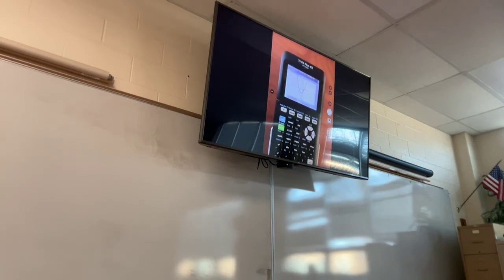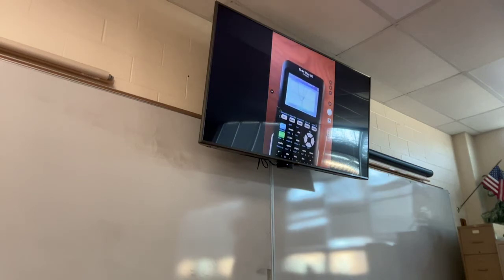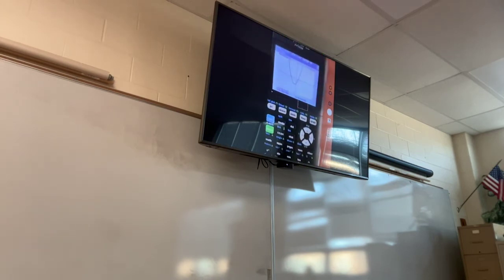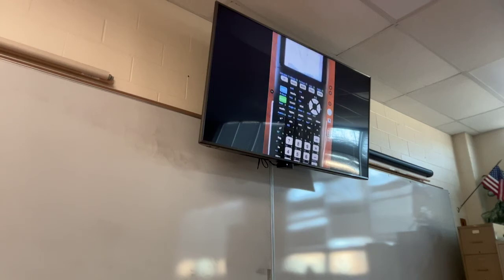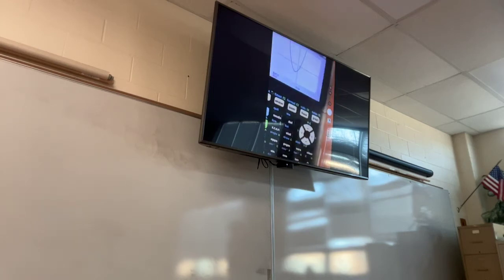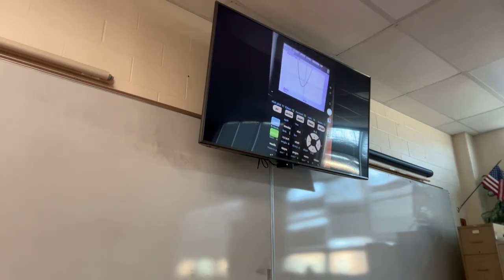Okay, so we want to slide our cursor over to the left of that second intersection point. Just right there where it says left bound. When it's somewhere to the left of that other intersection point, hit enter. Then slide it over to the right when it says right bound. Hit enter again. When it says yes, just hit enter one more time. The other solution is x equals 1. Okay, so let's write that down.